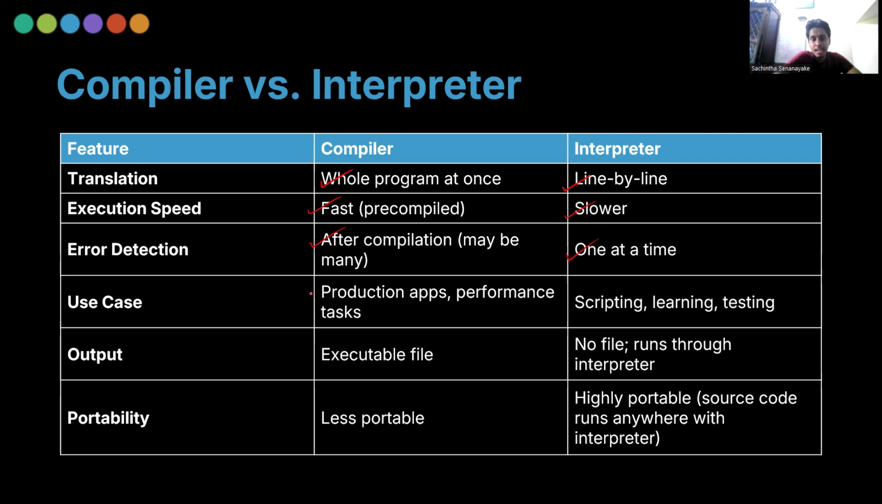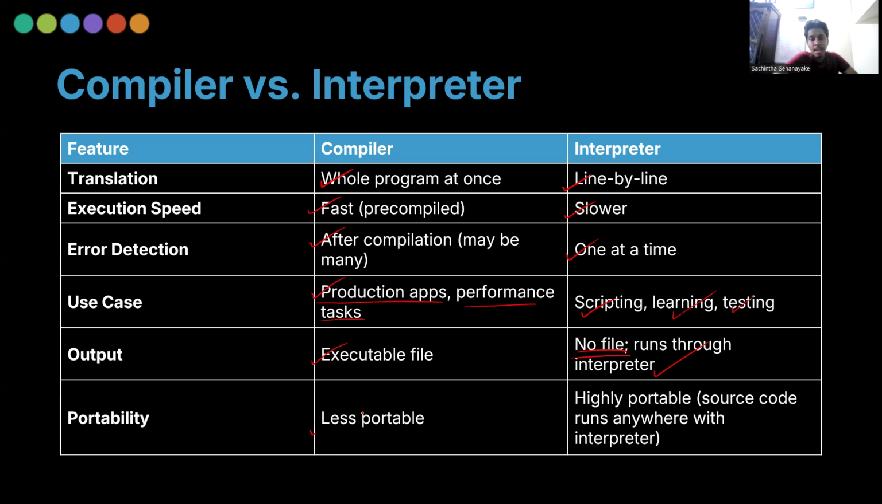Use cases of compilers are for all production applications, all production apps that have to be shipped to the end user. You use compilation. And for performance tasks, for high performance applications, you use compiled programs as well. Interpreters are better for simple scripting purposes, for learning, and for testing. Compilers output an executable file, very important. Interpreters output no file because the code runs through the interpreter.